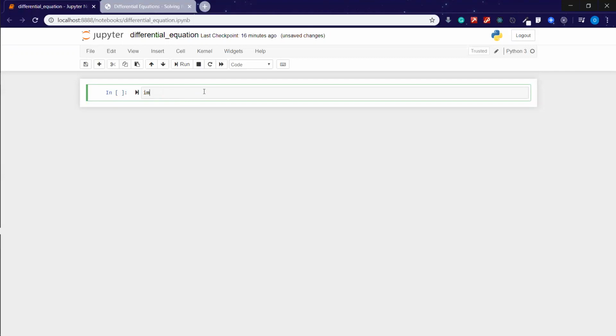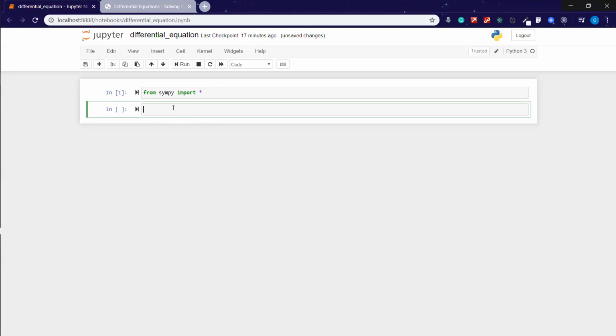All I have to do now is to say from sympy import everything. Okay, so asterisk here means I'm trying to import everything in the sympy library. Okay, so we run this and it looks good.